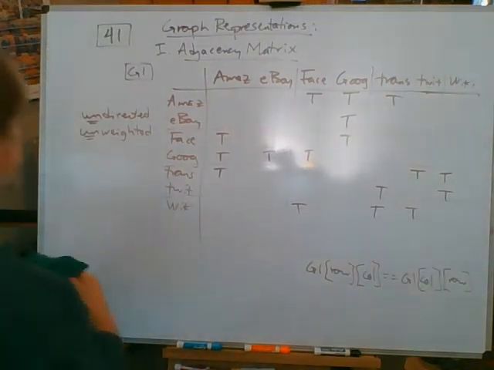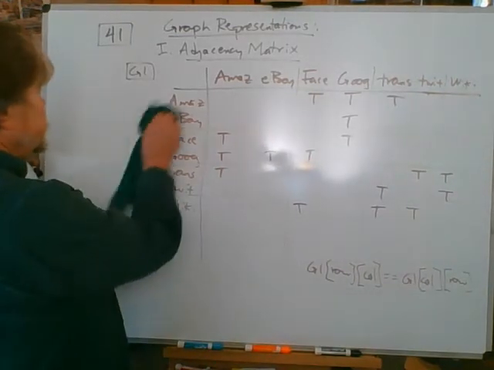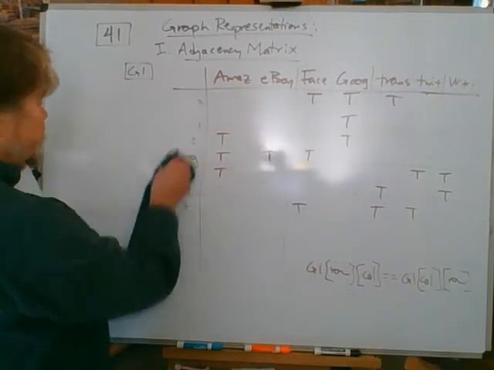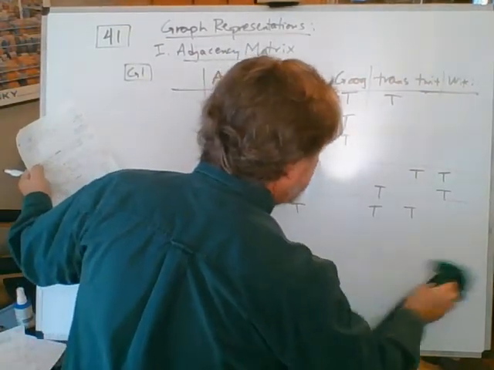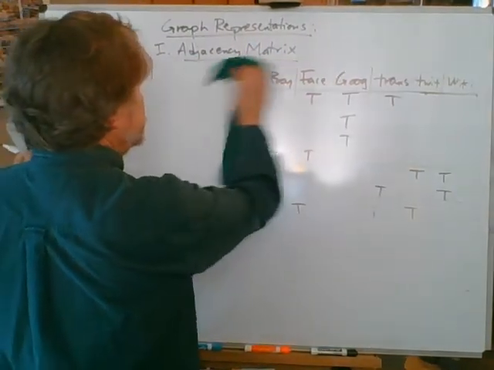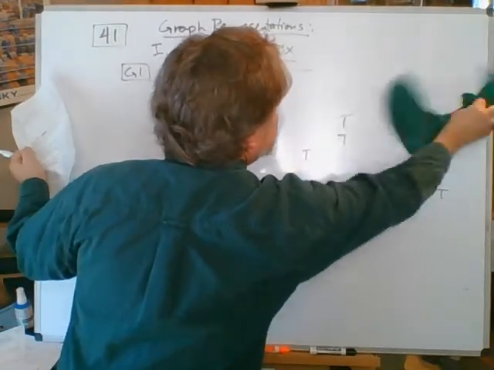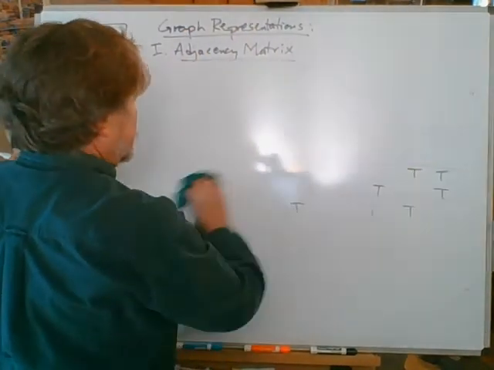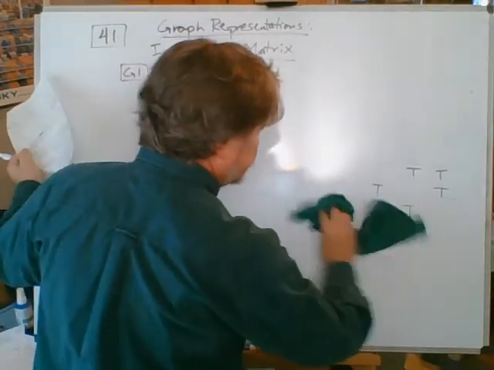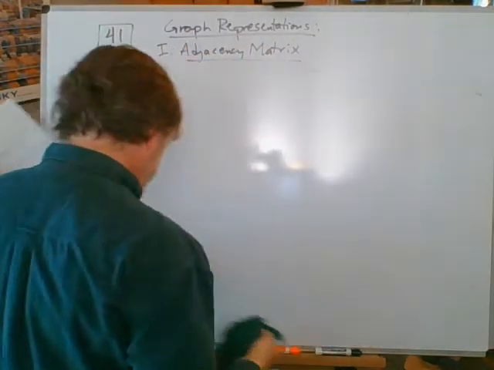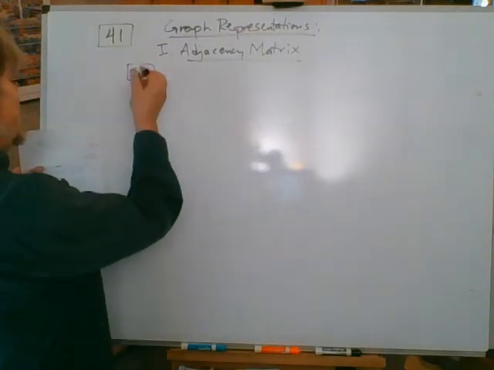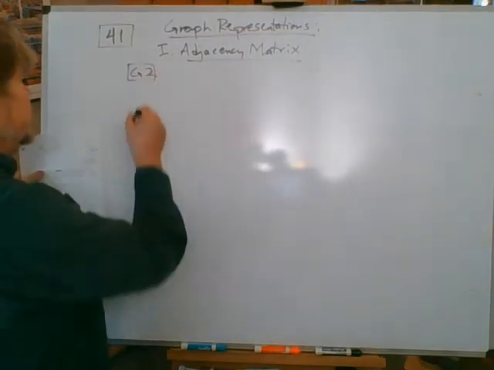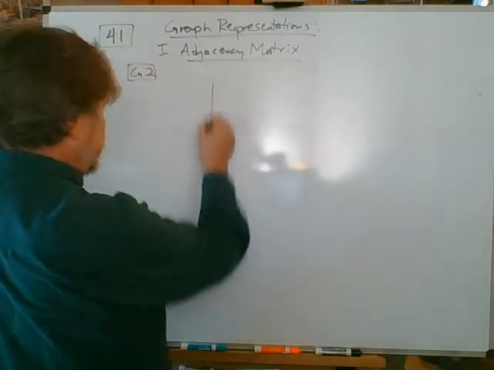Let's try it for G2. I'm going to keep my matrix since that's so carefully drawn. Oh, I guess I can't, can I? All those T's in there are in the way. Okay, now we go. Not G1, this is G2. Still adjacency matrix.